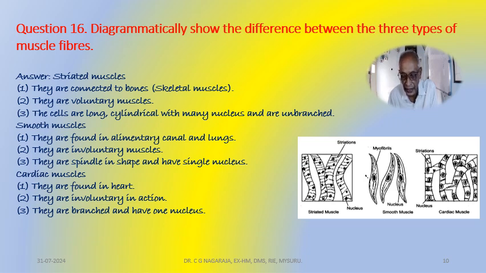You know the second diagram that is given. The third type is called the cardiac muscles. Cardiac refers to heart. They are found in the heart. They are involuntary in action. They are branched and have one nucleus. So you should know the difference between these three types. Remember, three types of muscles are there in our human body. They are present in different tissues.